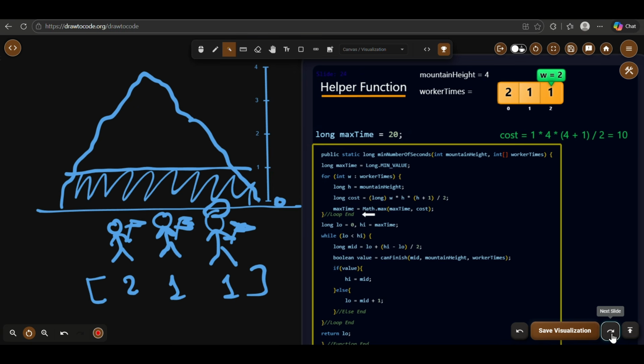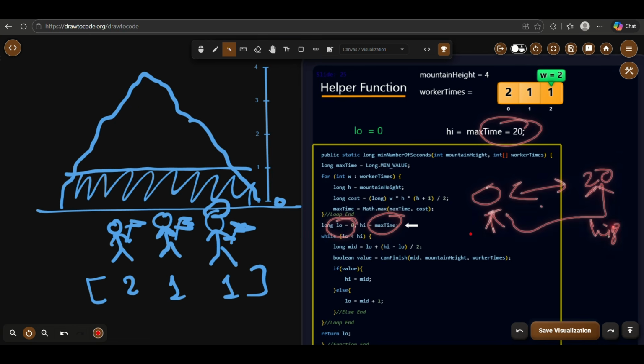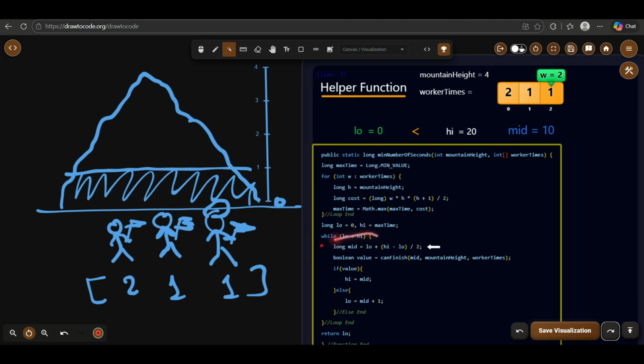We will come out of the loop and assign low as 0 and max time as 20. So we will iterate between 0 to 20. See, this is low of our binary search, and this is high. For binary search, we will find mid as usual, and we will ask the question: can we finish chopping this mountain such that its height becomes 0 with time as 10? Let's see how this works. So we are asking the same question.